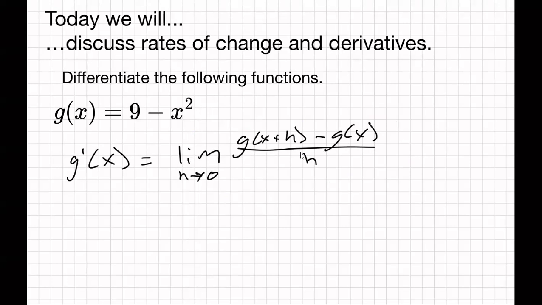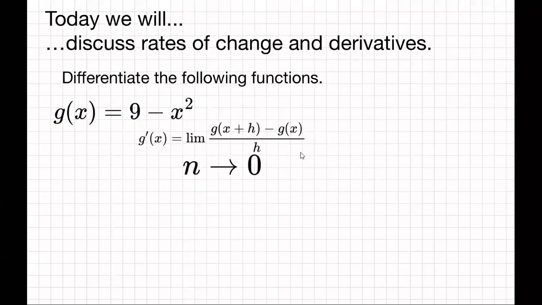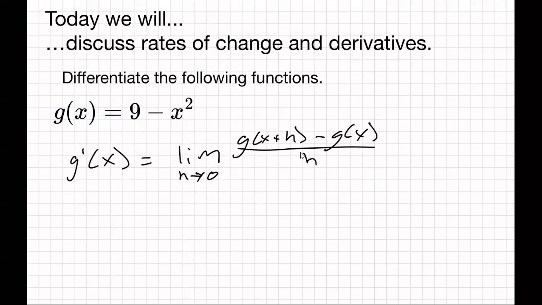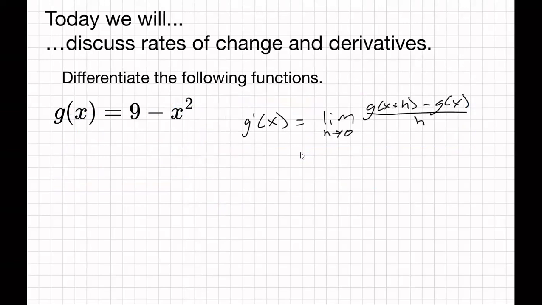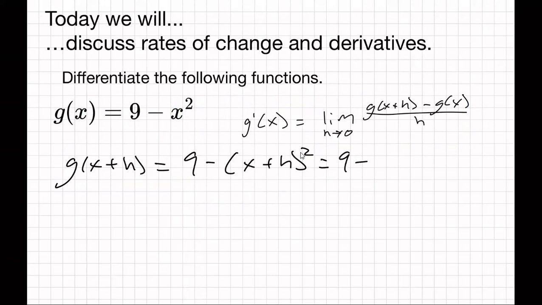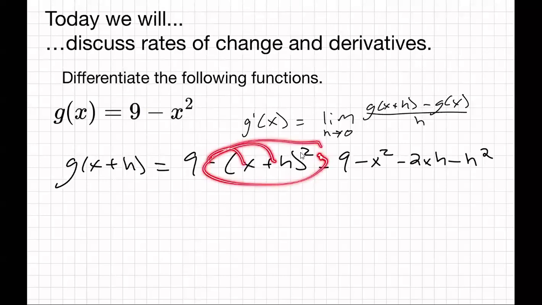Okay. But remember here, if you ever have to go through this process of the limit definition, just remember it's about simplifying. So like first finding g of x plus h. So that'd be 9 minus x plus h squared, which would be 9 minus x squared minus 2xh minus h squared. Okay, the one thing I would say there, if you ever wanted to do that on your own, be careful with the negative here because you have to square first and then distribute the negative, which is why each of these becomes negative.